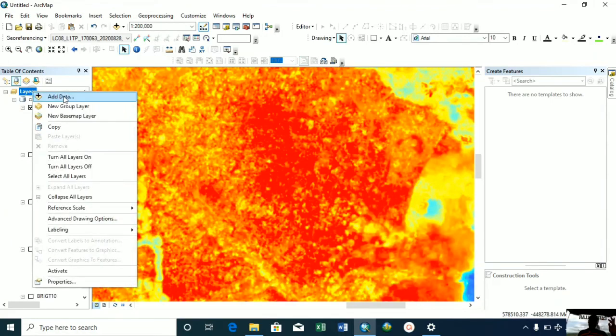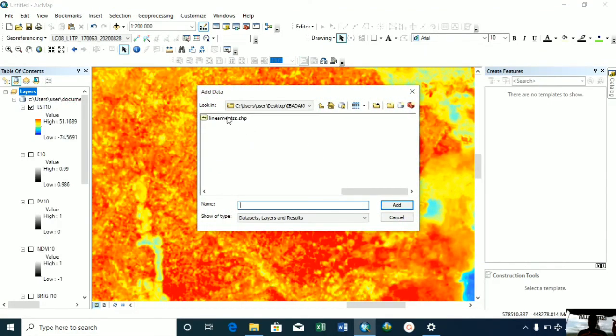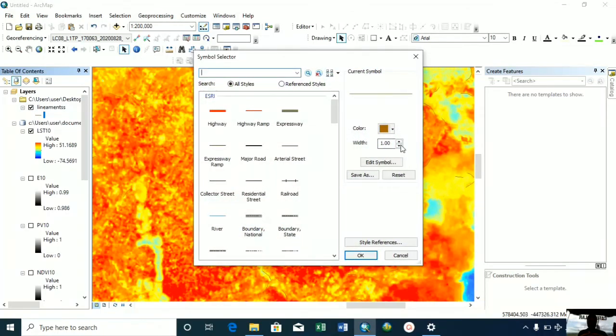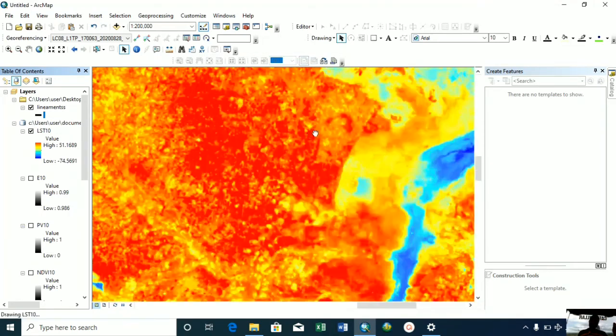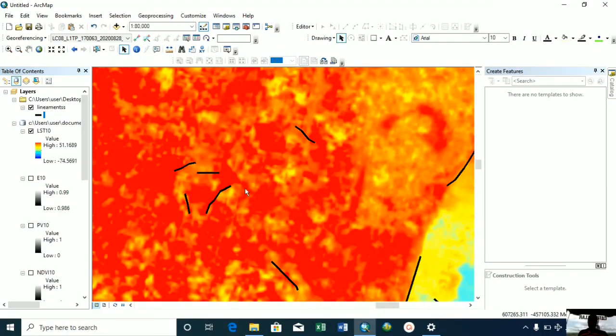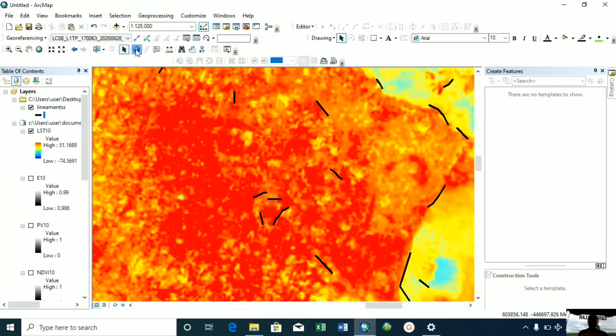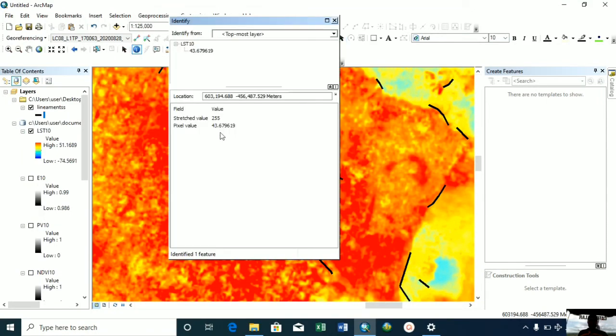So then after extracting the lineaments from PCI Geomatica, you can add them in your project. As you can see, those are my lineaments and faults. So you can adjust the size here for visualization. Maybe 2 or 3, maybe I can make it black, maybe visible, as you can see here. So these are our lineaments. They are very important for the formation of geothermal. If you want to understand the temperature of this zone, you click here, and you get 43 degrees Celsius, you can see here.